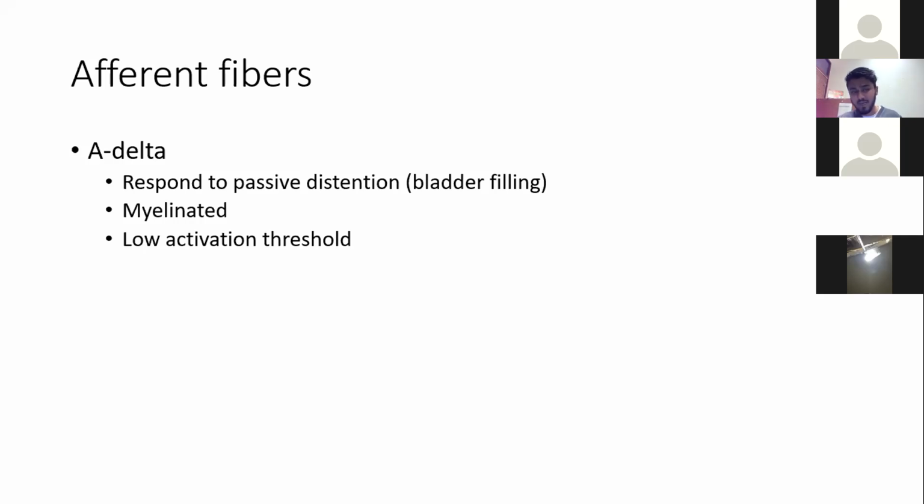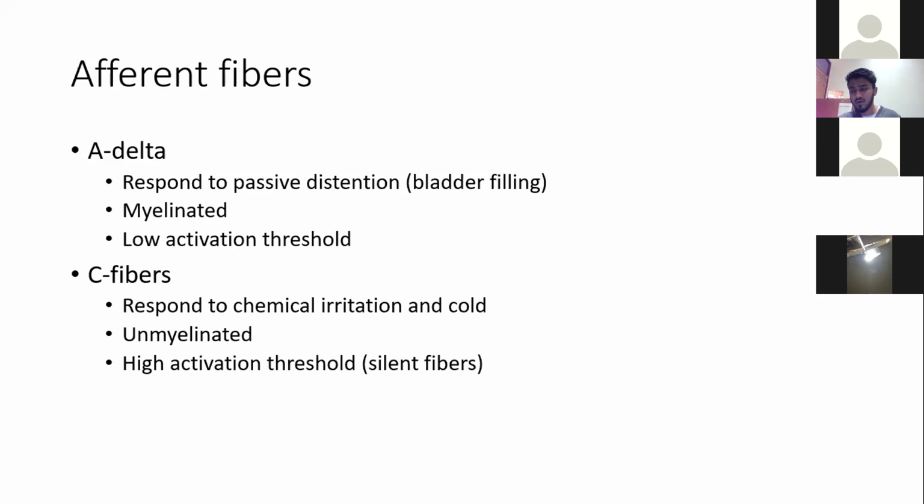Now, these are myelinated fibers and they have a low activation threshold, so they tend to start firing as soon as there is some filling of the bladder. And then come the C fibers. Now, the C fibers are involved in special situations. They respond to chemical irritation and cold, and they're usually unmyelinated and they have high activation thresholds, also referred to as silent fibers.